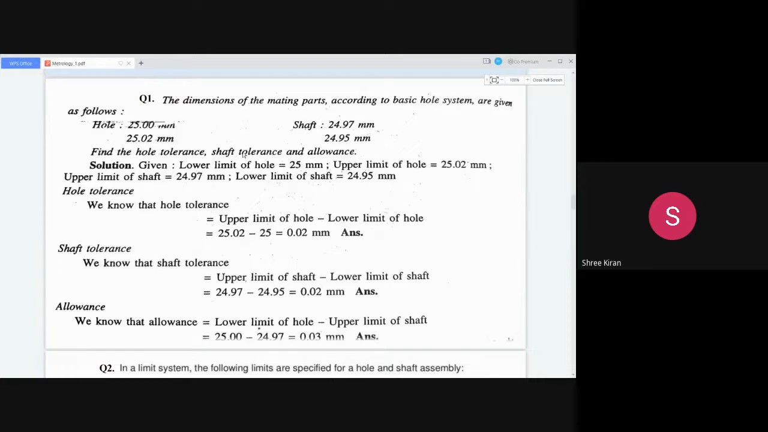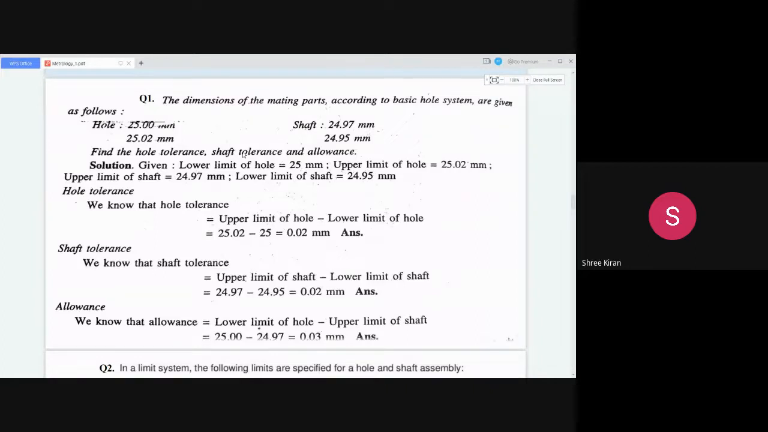There will be a mark distribution where we mention the given data: the lower limit of the hole is 25 mm and the upper limit of the hole is 25.02 mm. It is already described in the question, but still we write the given data before solving the problem, what data is available and what we have to find out. In the case of the shaft, the upper limit of the shaft is 24.97 mm and the lower limit of the shaft is 24.95 mm. We have to find out the hole tolerance, the shaft tolerance and the allowance. So we have to find three factors.